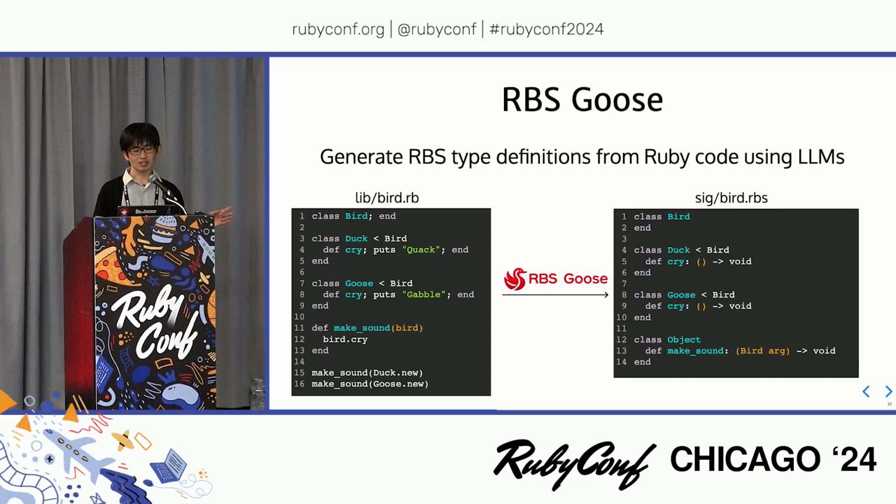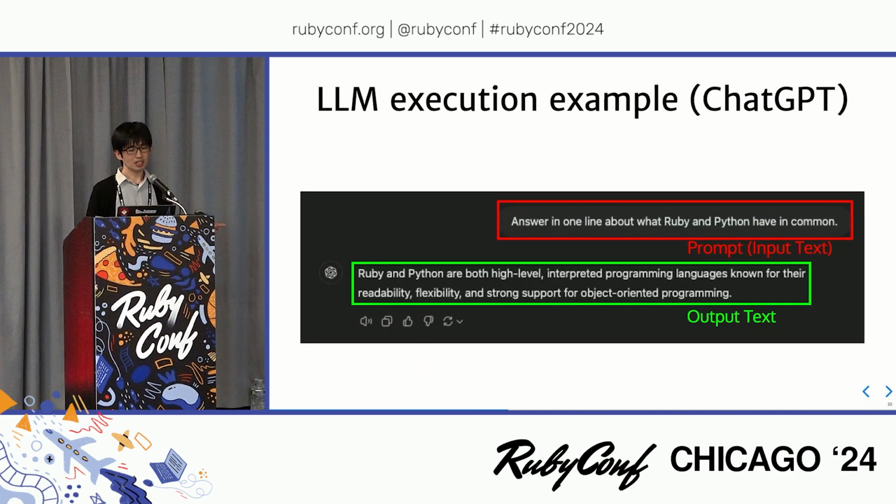Before explaining how RBS Goose works, let us briefly discuss LLMs, the large language models. An LLM is a language model pre-trained on large datasets. I am sure you all know about ChatGPT. ChatGPT is an LLM trained on conversational data and is adept at answering questions. Let's look at a very simple example. The user enters the input text, "Answer in one line what Ruby and Python have in common." This input text is called a prompt. ChatGPT will respond to this and generate text explaining the similarities between Ruby and Python. It is very simple, but as natural and powerful as if you were talking to a human being.